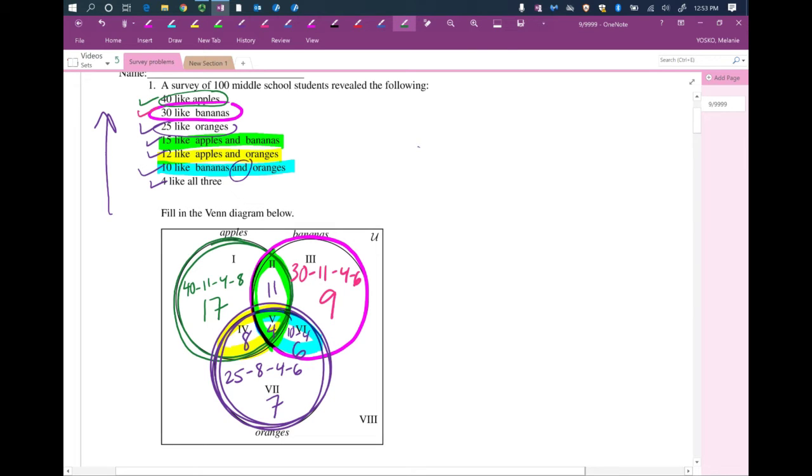Okay. Now we want to fill in all 8 regions. We see we filled in 7. Do you see this? 1, 2, 3, 4, 5, 6, 7. The 8th region is what's in the universal set U, which represents all of the students surveyed, but students who don't like apples, bananas, or oranges. So we know 100 students were surveyed, so the whole box has to add up to 100.